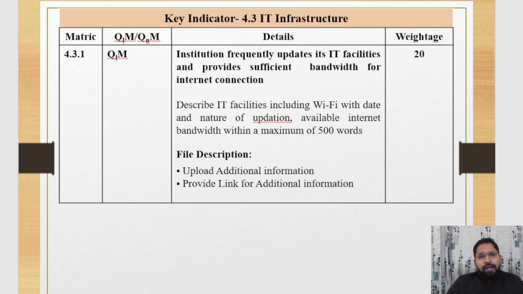And provide sufficient bandwidth for internet connection. Here you can write the bandwidth of your internet connection that is available in your institution. As proof, you can attach the updation of all the IT facilities table and the bills of all the updated facilities. In terms of bandwidth available, you should attach a bandwidth proof and the bill of the internet connection as proof that you avail a particular bandwidth.